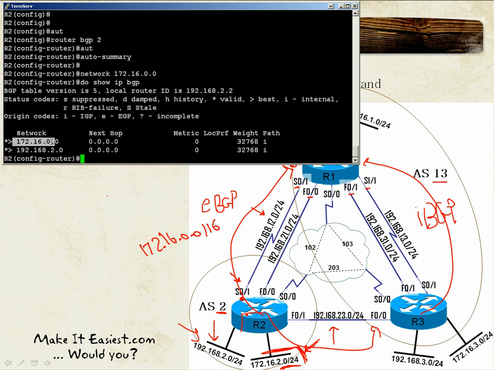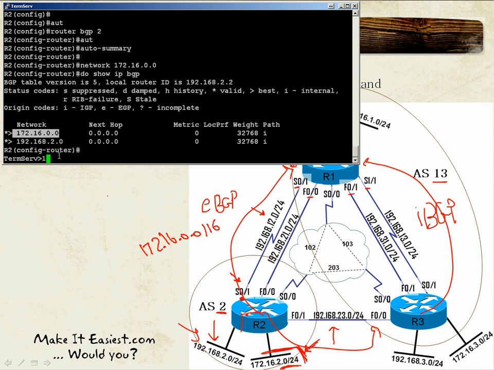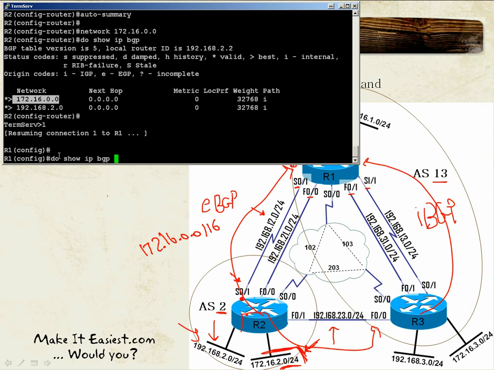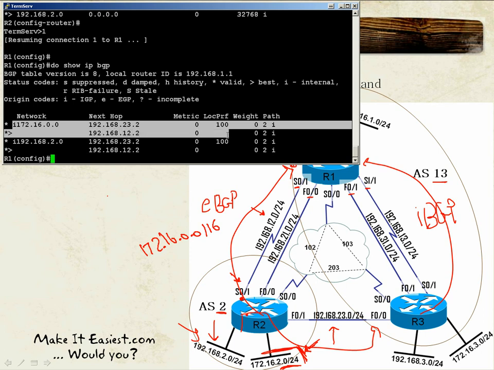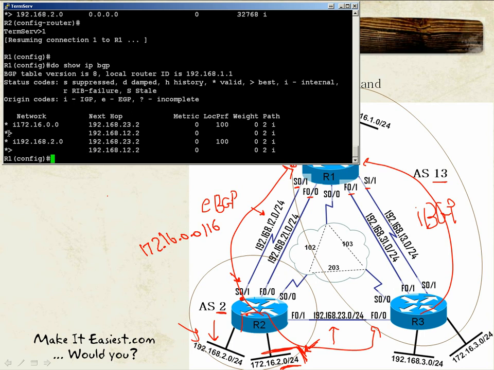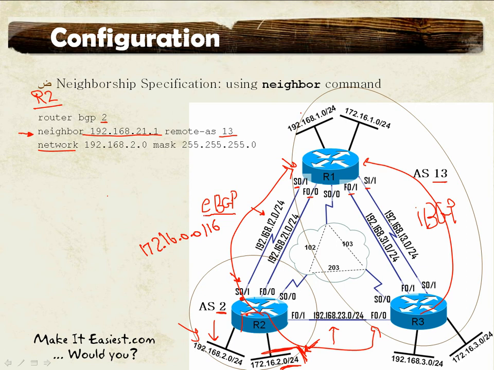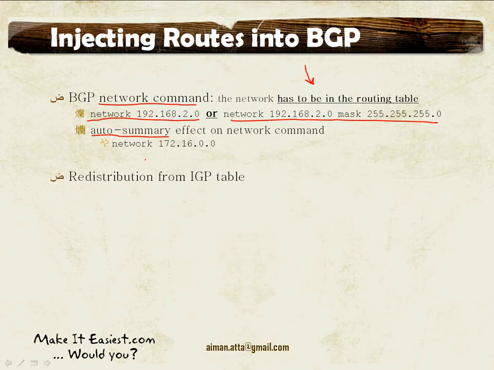2 has installed the 172.16.0.0 network in its BGP database, and it will advertise this over to other routers. If we verify this with show IP BGP, indeed we can see that 172.16.0.0/16 is being learned at router 1 from both router 2 and 3. And again, router 1 prefers the route learned from the eBGP neighbor. So this is the effect of auto-summary on our network command behavior.